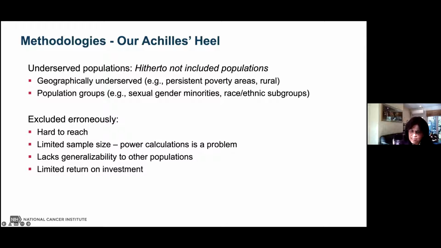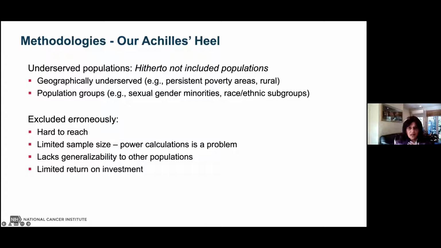If I tell you that 40% of America is below the 200% poverty line, you would say, no way, Shobha. But it's true. But we don't acknowledge it. We don't want to see it. So population groups that we would like to look at is sexual gender minorities. Subgroups of race ethnicity are very important.